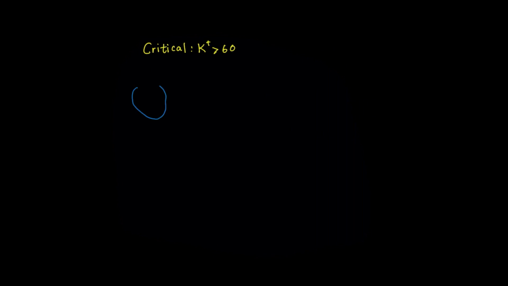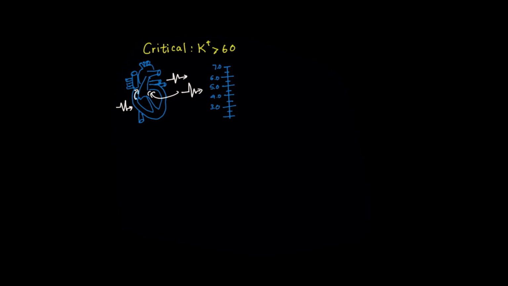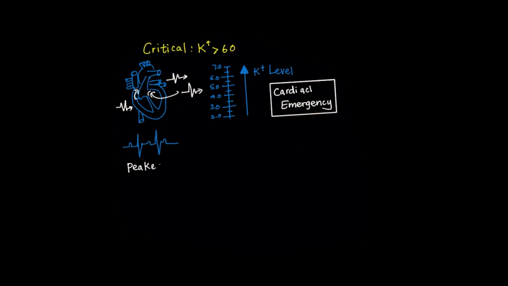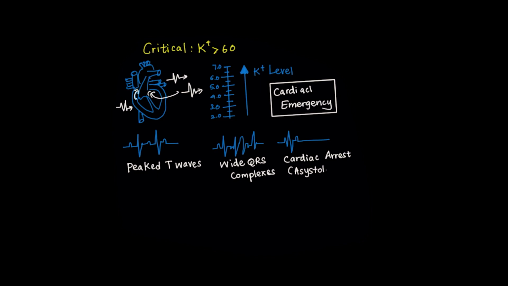Hyperkalemia above 6 is the most critical lab value in kidney injury, requiring immediate dialysis. Potassium is the electrolyte that directly controls heart rhythm, and when it rises above 6, the heart becomes electrically unstable. High potassium causes peaked T waves on the EKG, then progresses to widened QRS complexes, and finally ventricular fibrillation and cardiac arrest. This can happen within hours, making it an absolute emergency.